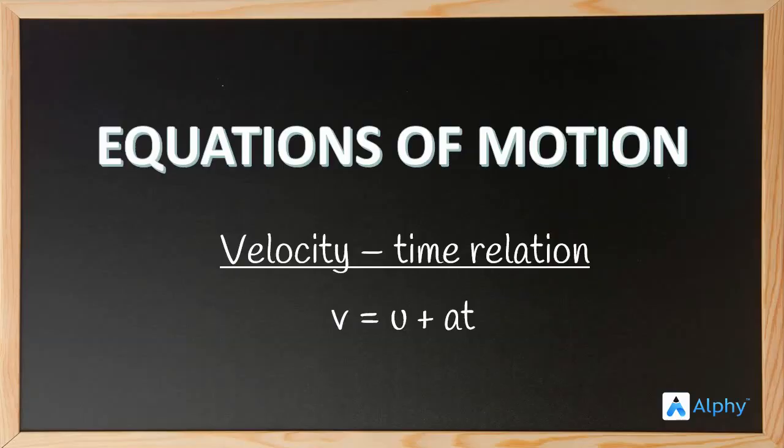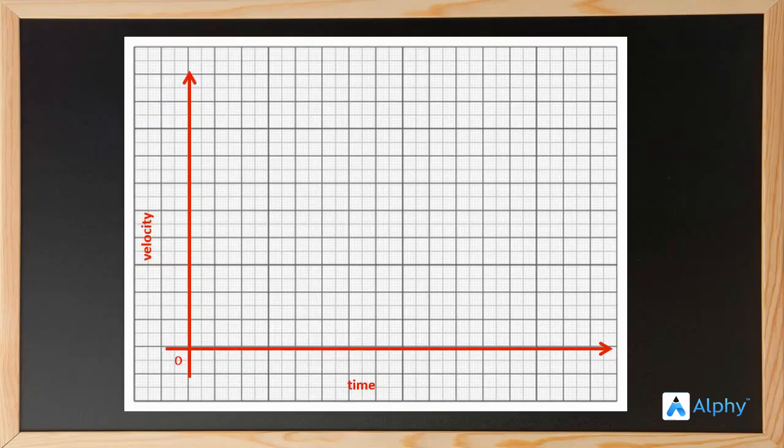Equations of motion. First one, velocity time relation, v equals u plus at. We have three sets of equations of motion. One of them is velocity time relation. To derive this equation, we'll first take a graph, which is a velocity time graph. Here time is along the x-axis, velocity is along the y-axis, and both the axes meet at the origin.